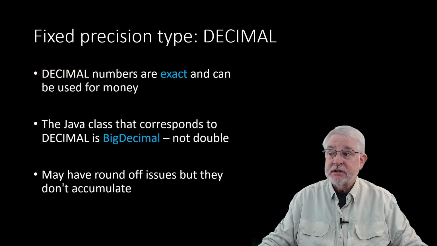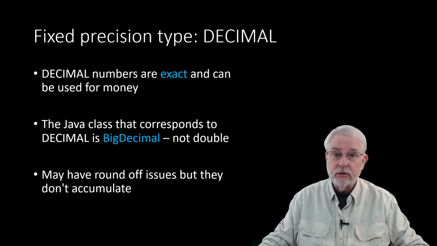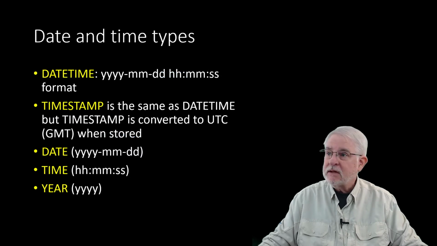Now, decimal numbers are exact and can be used for money. The Java class that corresponds to decimal is BigDecimal, not double. Double has problems with round-off errors, which can accumulate over time. Decimal may have some round-off issues, but they don't accumulate, and that's the big thing that makes them applicable for money. Let's take a look at some date and time types.